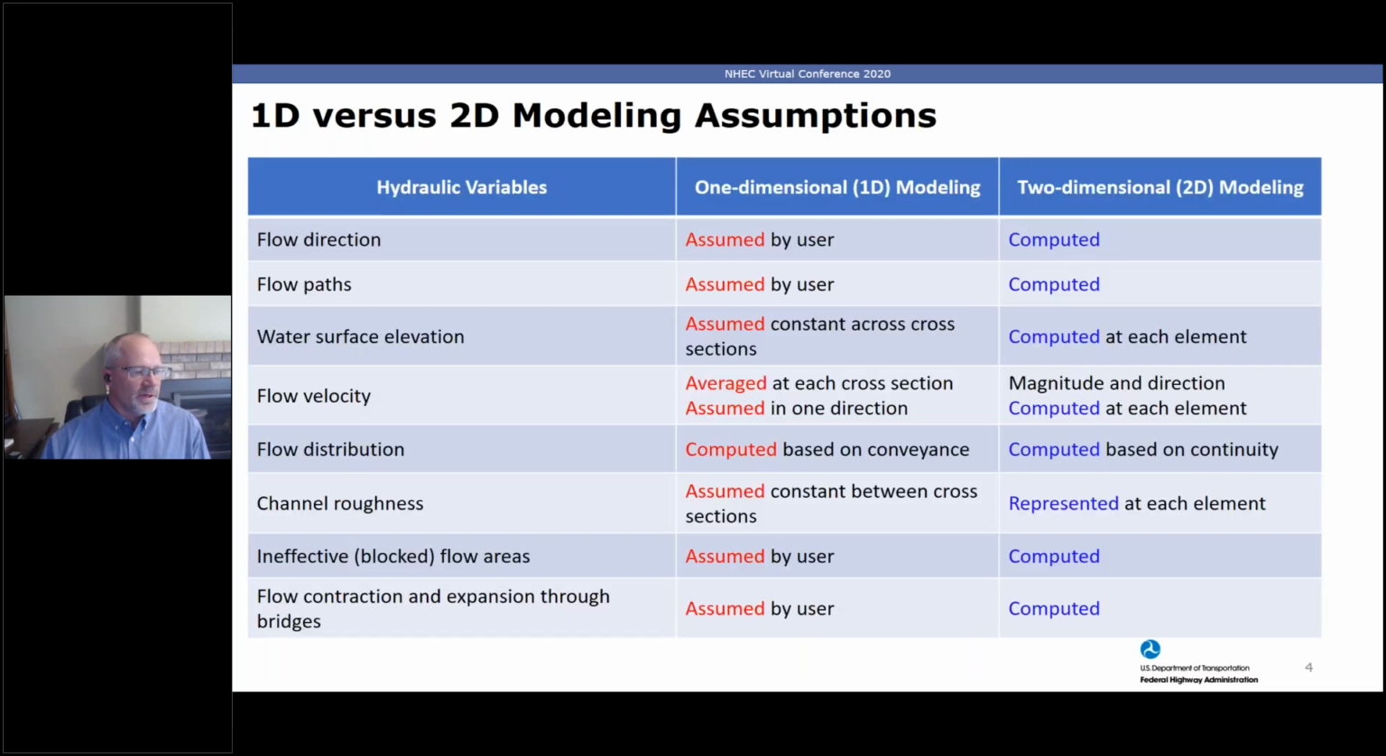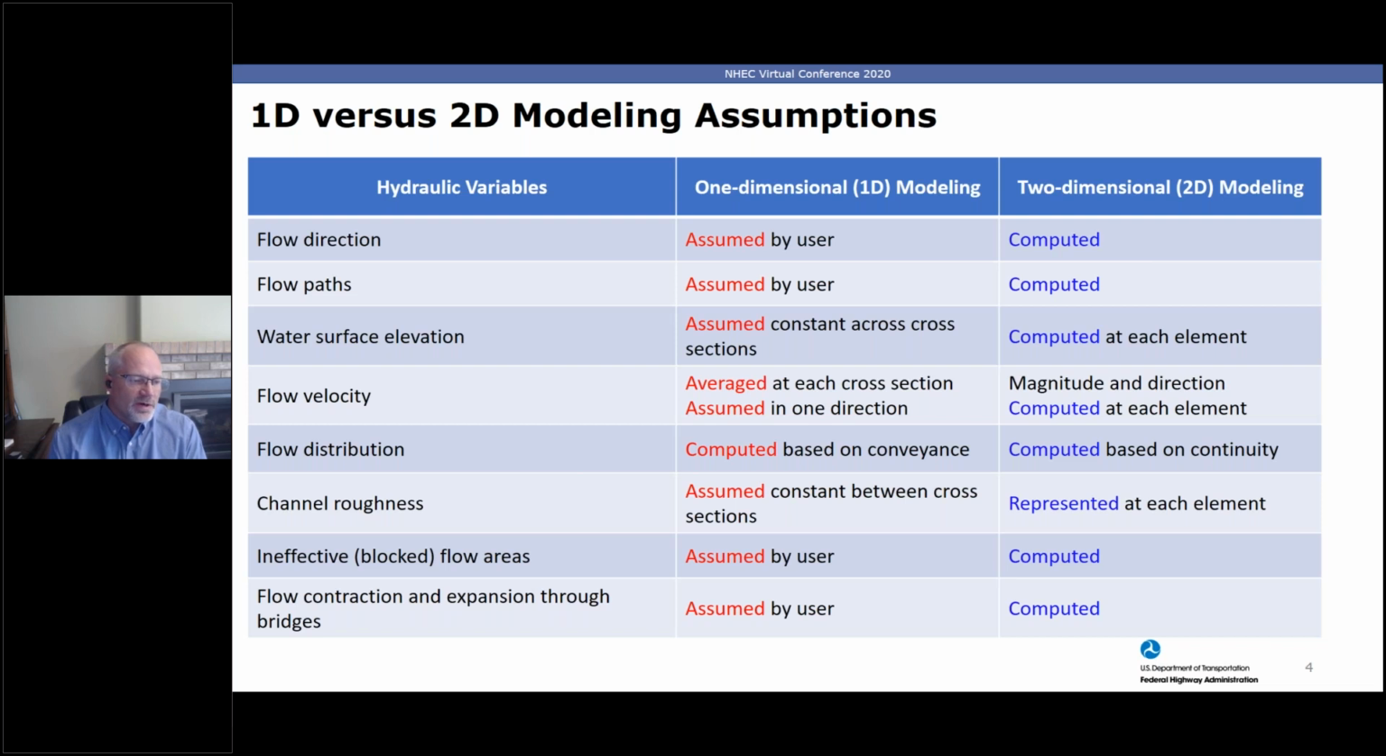All right, so let's move on here. Many of us, or most of us, have probably been doing 1D modeling for so long that we tend to forget how many significant simplifying assumptions we make in 1D modeling. And more importantly for this discussion, how these assumptions can affect the delineation of a floodway.